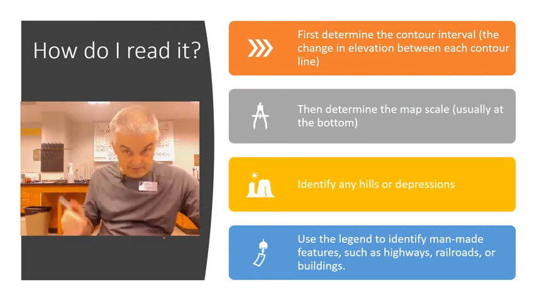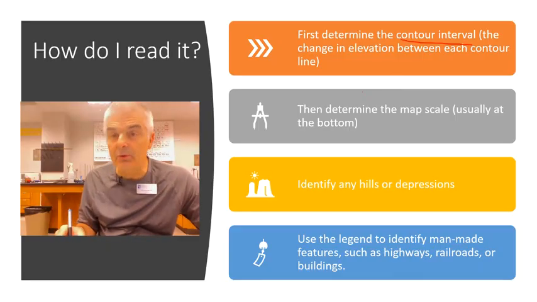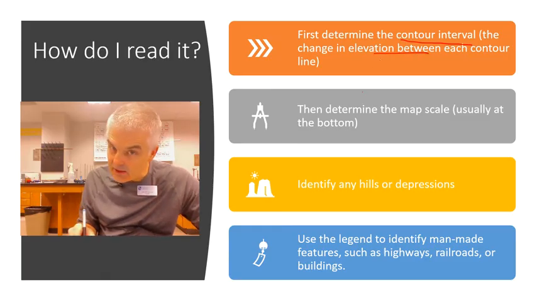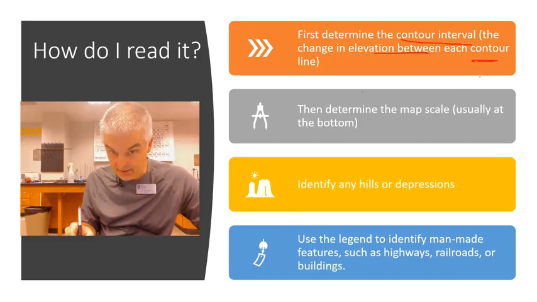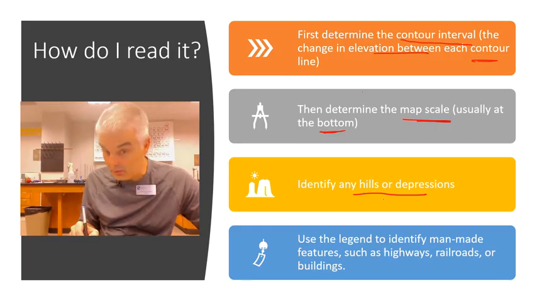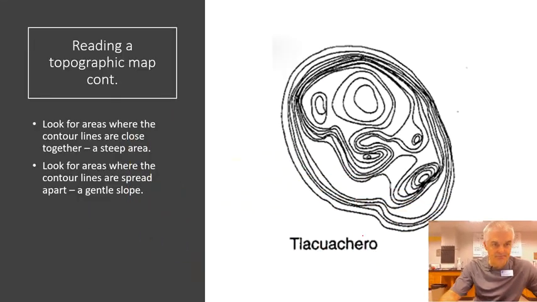So let's just kind of summarize. How do you read these maps? First thing, determine the contour interval. All right, the contour interval, right? That's the change in elevation between each contour line. You're going to use the index contours to figure that out. Then you're going to determine the map scale, usually at the bottom. Identify hills and depressions, right? And use the legend to identify man-made features such as highways, railroads, and buildings. Jot this down. That will help you as you do these map activities.